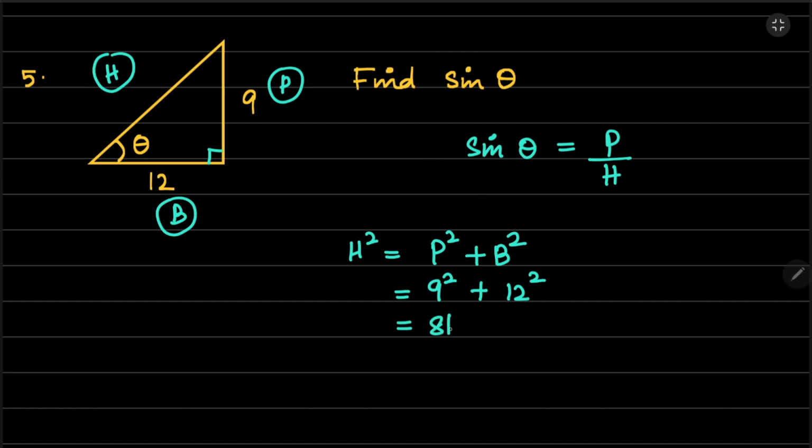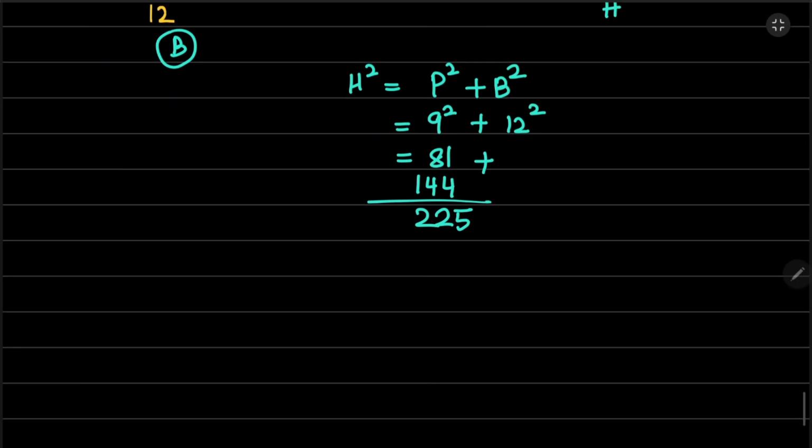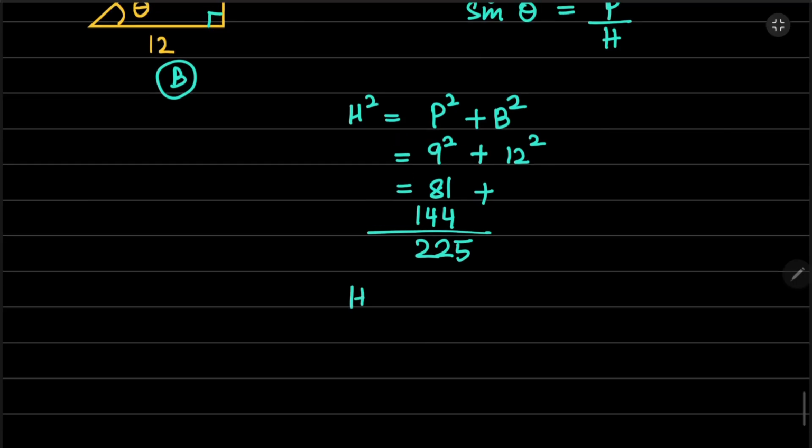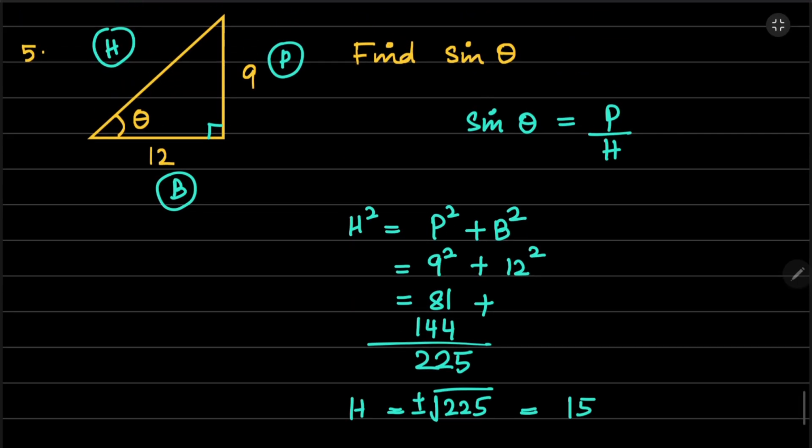9 square is 81 plus 144. 12 square is 144. So 4 plus 1, 5. 8 plus 4 is 12. Okay, so h square is 225 and h is nothing but root of 225. It's actually plus or minus, but you will only take the positive value, which is equal to 15. So what do you get? H is nothing but 15.